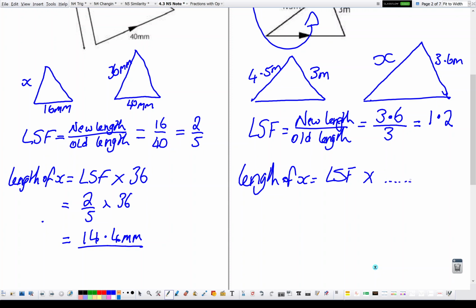I'm actually going to pause this. I'm going to let you do this. Write your answer in the comments now. I'll give you one. This will only take you 1 minute. So get your length scale factor, multiply it by the corresponding side to x. Write your answer in the comments. Go.